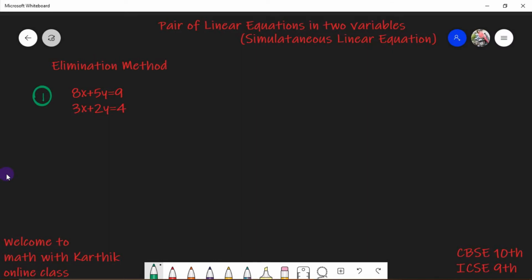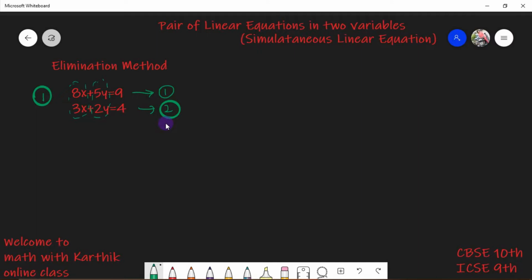So what do you mean by elimination method? In the elimination method, we have to make either the coefficient of x or coefficient of y in both the equations equal. So how do you do that? Take this as equation 1 and take this as equation 2. Now find out the pairs. 8 and 3 is one pair and 5 and 2 is one more pair.